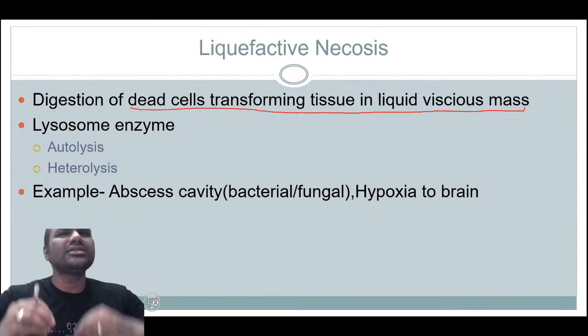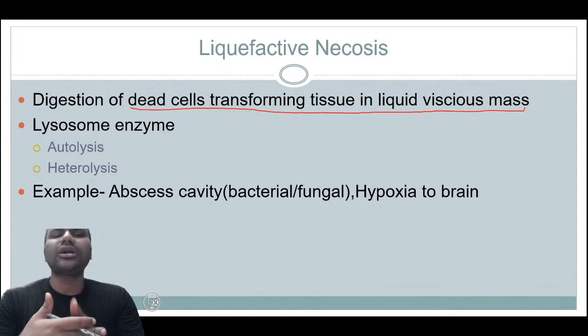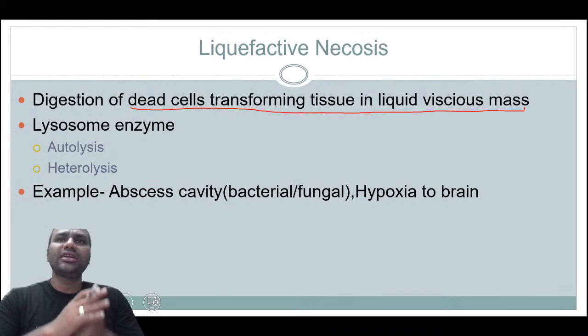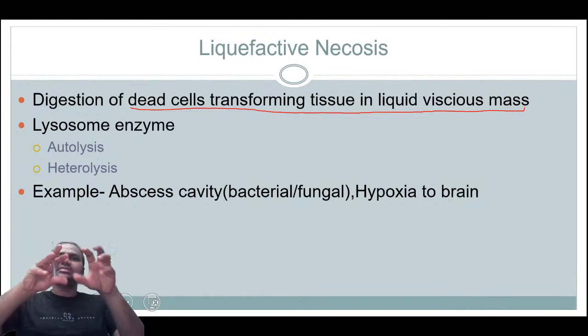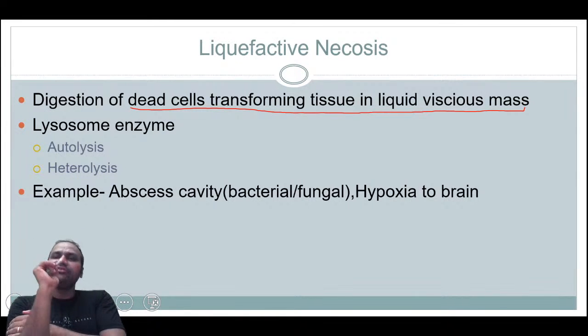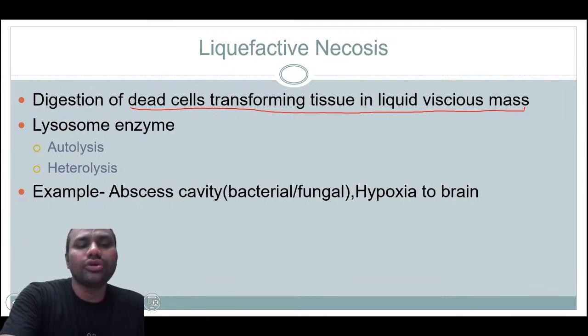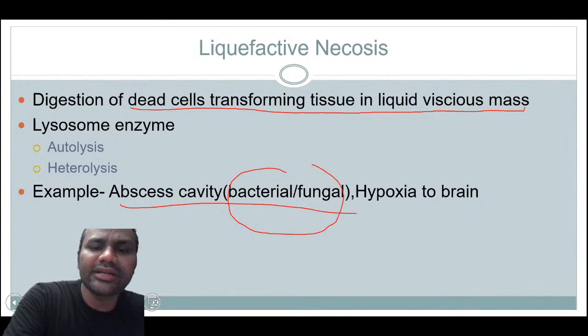Obviously, in liquefactive necrosis, enzymatic reactions are there, and blood supply is well maintained, so the enzymatic reaction will occur, and those enzymatic reactions will result in autolysis and heterolysis. Because of this, mostly in the enzymatic or liquefactive reaction, a cavity will form. You can see a cavity, like an abscess cavity, mostly occurring because of bacteria and fungus.